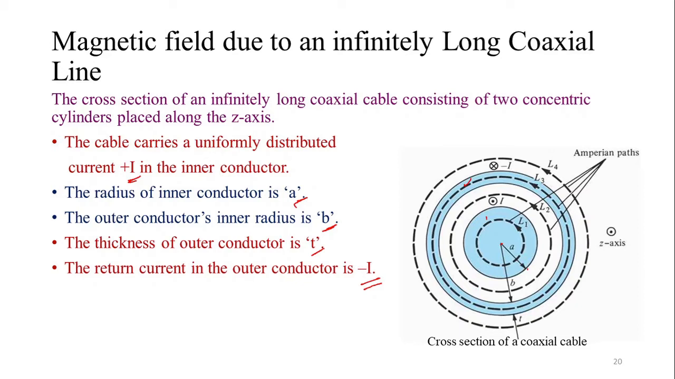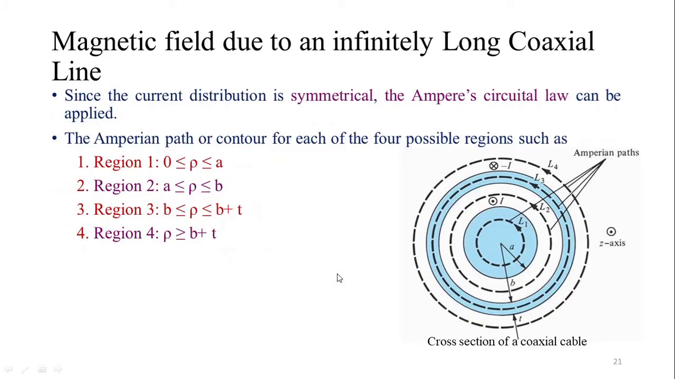This is only the cross section of a coaxial cable. If you make a cross section of the cable, you can see two concentric rings like this. Since it involves two currents, plus I and minus I, in order to apply Ampere's circuital law, we have to divide the entire space into four different regions. The first region is within the inner conductor.